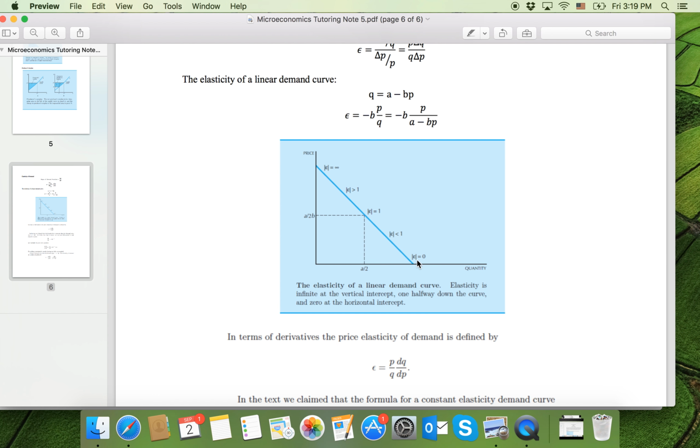And if we look at this point, that's when the price is approaching zero. When the price is approaching zero, this mathematical expression approaches zero because the price is the numerator here. And that's why the elasticity of demand is very, very low when the quantity is high but price is low. But it's very high when price is high but quantity is low.